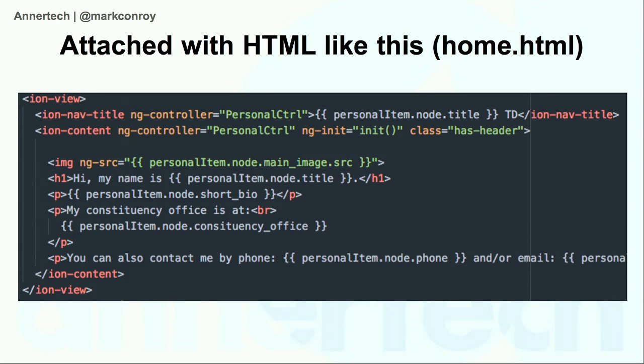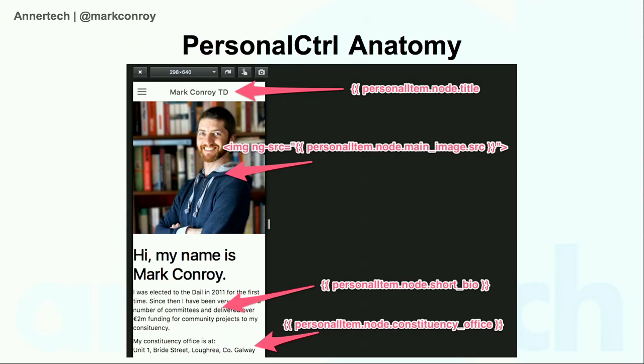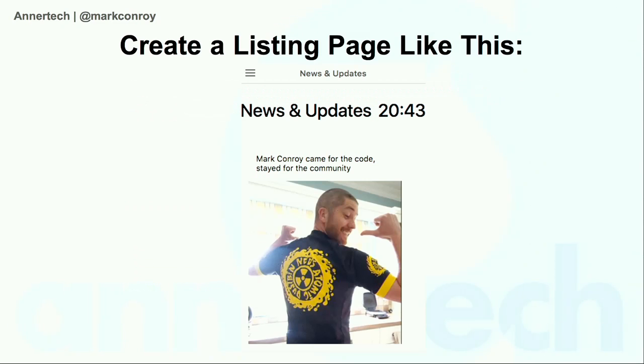So if we look at the rendered app that we saw a second ago, we can see that the app title gets personal.node.title. The image source comes from personal.node.mainimage.source, and then the rest of it is the short bio and constituency office information. And again, it's fairly simple HTML that we're writing there. There's nothing very complex in it.